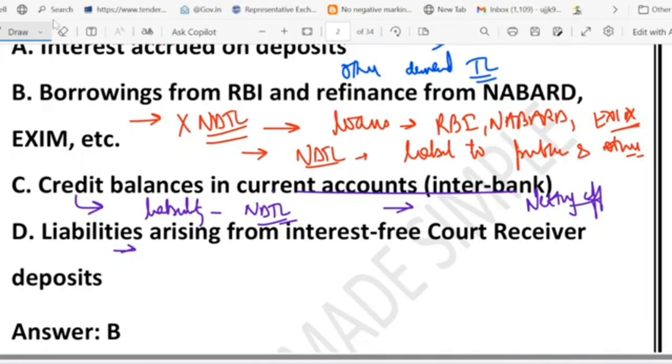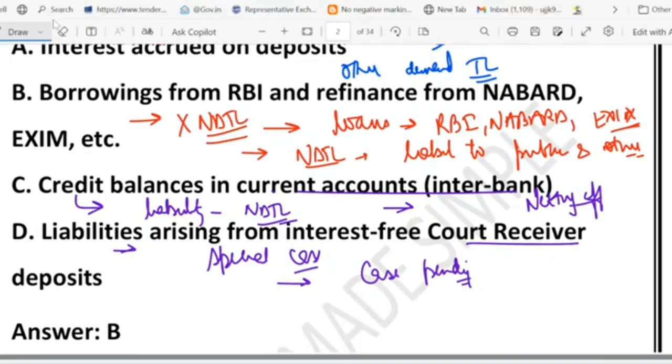Option number D says liabilities arising from interest free court receiver deposit. See, this is a special case. These are court ordered deposits, like when a case is pending and the money is kept with a bank interest free. Since it is not money that the bank can freely use, it is not considered a regular liability. So it is excluded from the NDTL.